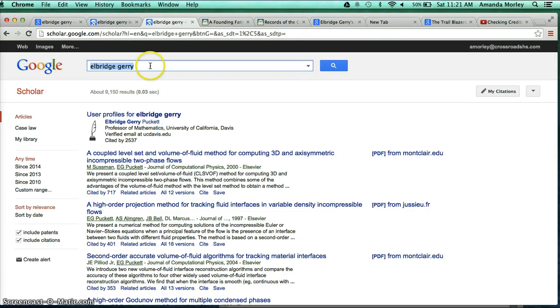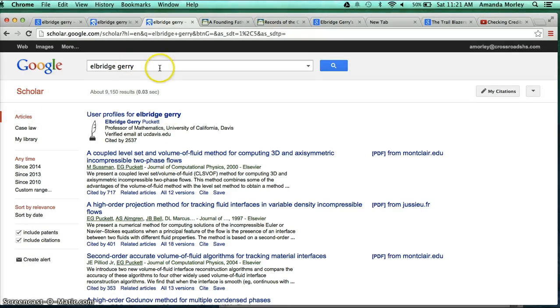So what you'll see is I typed in Elbridge Gerry here, just the same as I did in Google. You have some choices. You can find articles or case law. Okay, you can also save citations and come back to it. You also have some ways to look at it, but you're going to want to look at scholarly journals. We're not looking at case law right now. That's for another project, okay?